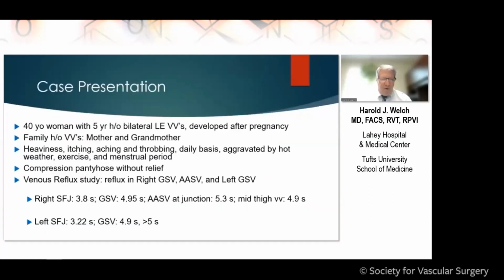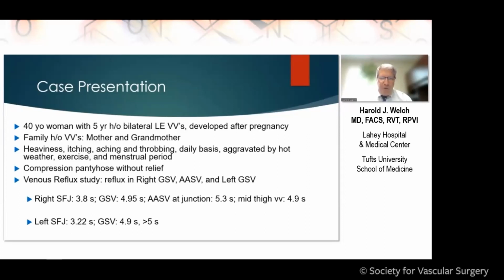Well, let's re-examine where we are today and start with a somewhat typical case. This is a 40-year-old woman with bilateral symptomatic lower extremity varicose veins, right worse than left, for 5 years, the onset occurring after pregnancy. She has a strong maternal family history of varicose veins and has the typical symptoms of heaviness, itching, aching, and throbbing, typically on a daily basis, exacerbated by hot weather, exercise, and her menstrual period.